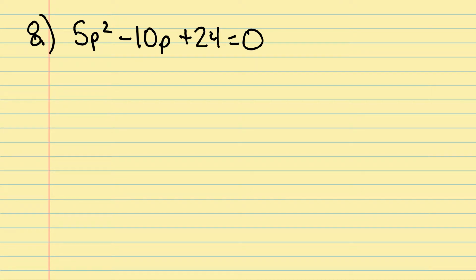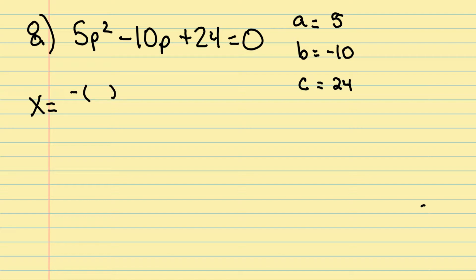I have 5p squared minus 10p plus 24. It's already equal to 0, so I find A. A is 5. B is negative 10. C is positive 24. I use my quadratic formula, so I say x equals the opposite of b plus or minus the square root of b squared minus 4ac all over 2a.